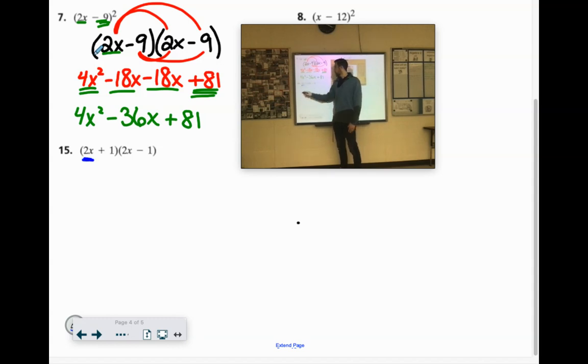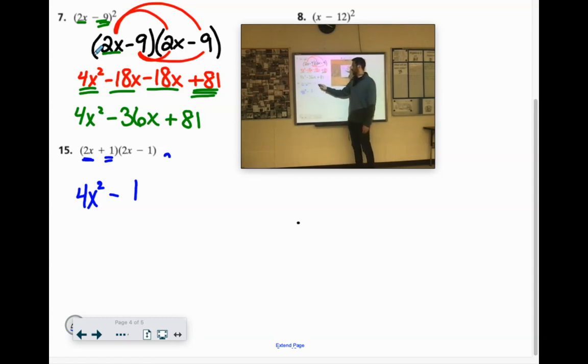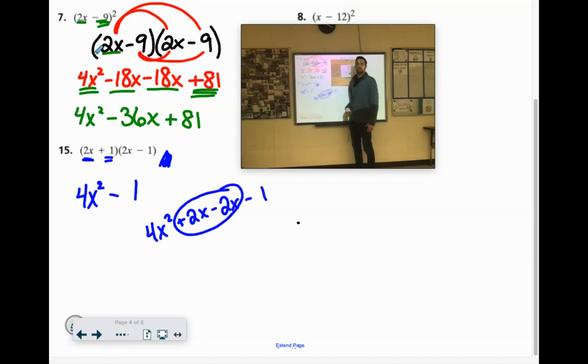2x times 2x is 4x squared. You always put minus, and then you square the last term. 1 times 1 is 1. And you would end up with that if you FOILed it, because it would say 4x squared plus 2x minus 2x minus 1. And these two terms would cancel each other out, and you're just left with 4x squared minus 1.